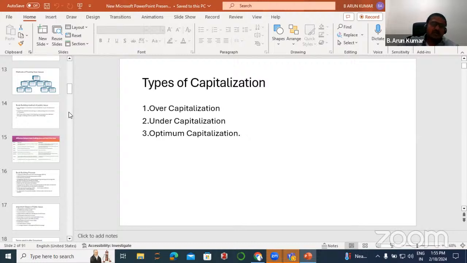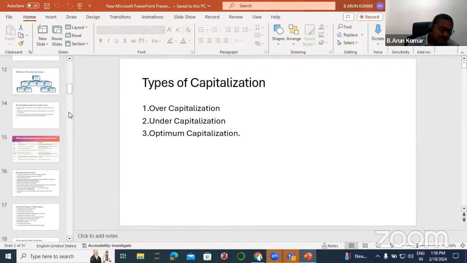So here they will ask about the steps in financial planning. How many steps are there in financial planning? You learn this on page number 36, the steps in financial planning. This is a very important question.